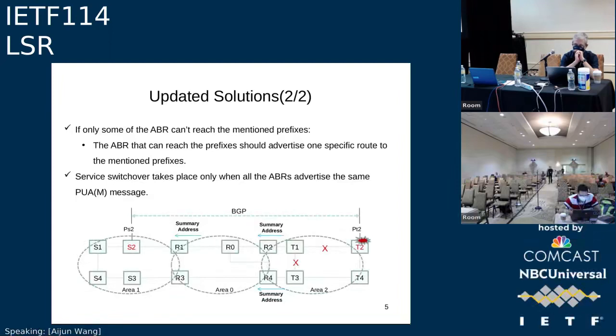The second part of the updated solution is that we also consider the scenario where only some of the ABRs can reach the mentioned prefix, that is, when the network is partitioned. So the ABR that can reach the prefix should advertise one specific route to the mentioned prefix. This advertisement will let the traffic divert to the ABR that can reach the prefix. We also mention that the service switchover must take place only when all ABRs advertise the same message.